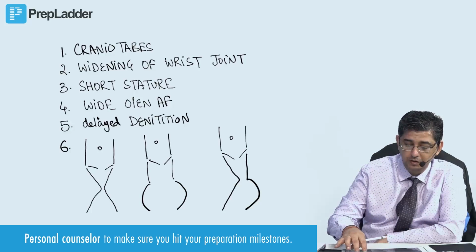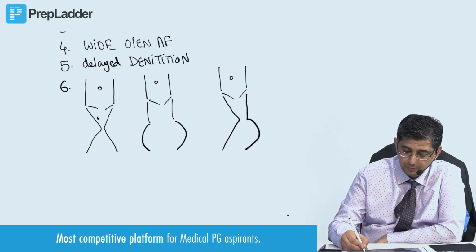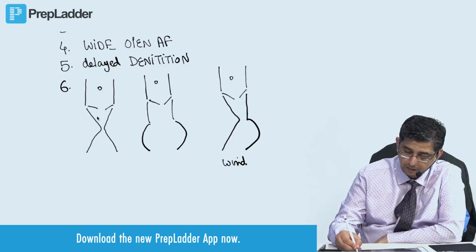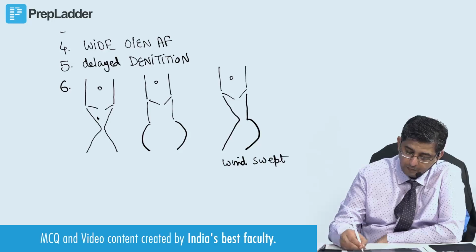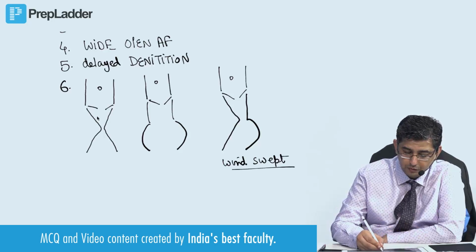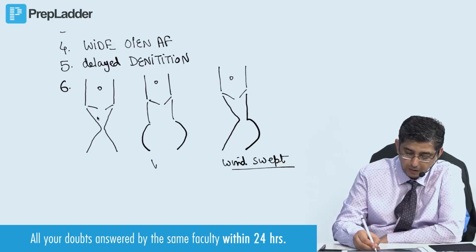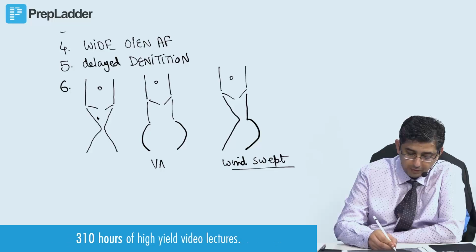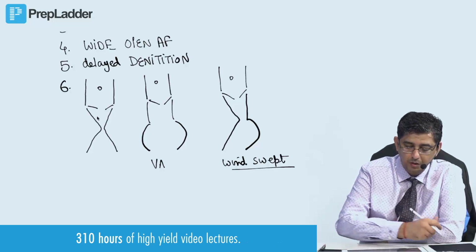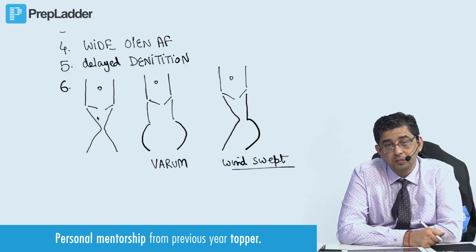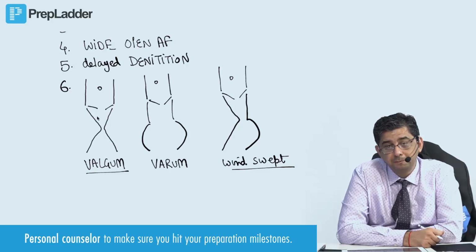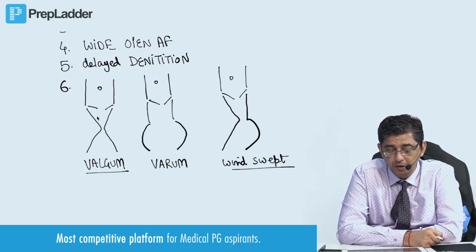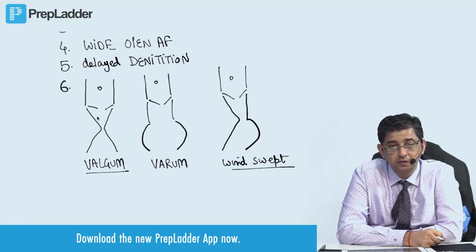The third one that I've drawn is known as windswept deformity. This would be genu varum, and this would be genu valgum in a patient. So genu valgum, genu varum, and windswept deformity. These are the three bony deformities that can be encountered in patients with rickets-like illness.